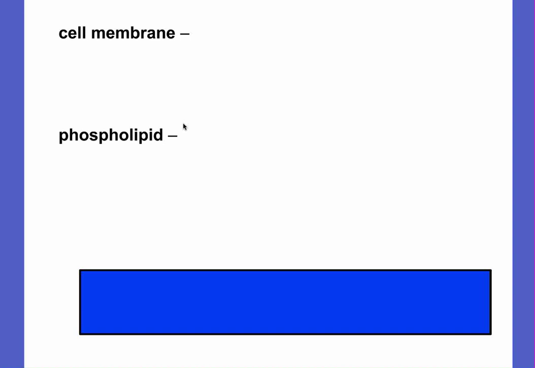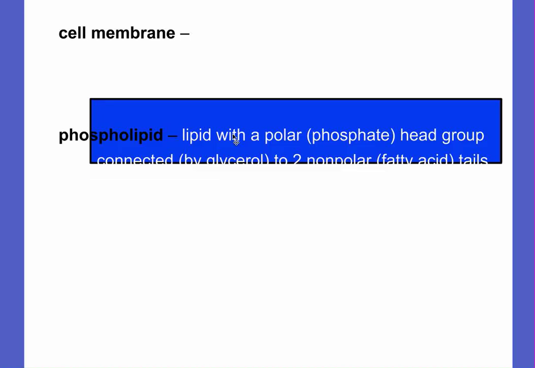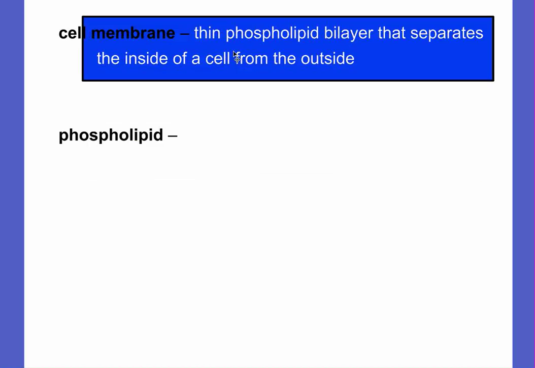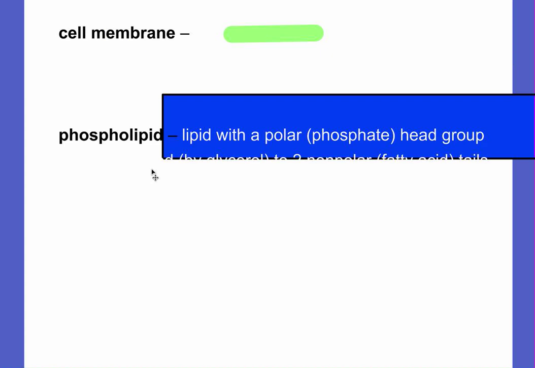So, a couple definitions to start out here. Just like always, fill in your blanks. A cell membrane is a thin phospholipid bilayer that separates the inside of a cell from the outside. So again, the definition itself says phospholipid. You kind of need to know what that is, right? That phospholipid bilayer, that's what we're going to do on the next couple slides.